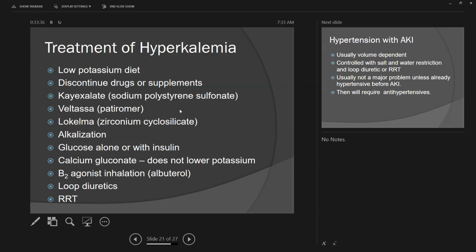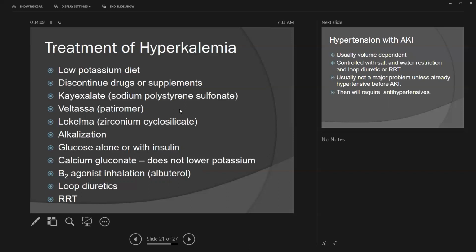Kayexalate was our old standby, a lot of problems with it, colon problems. And so they've come out with a couple of new ones, Veltassa and Lokelma. And Lokelma is on the formulary now. And it's probably the drug you ought to use. Ten grams is the usual dose. A big warning comes up, not to be used in acute hyperkalemia. Well, I don't know why. I guess they think that it's not going to bring it down fast enough, but it is going to help, so it can be used.